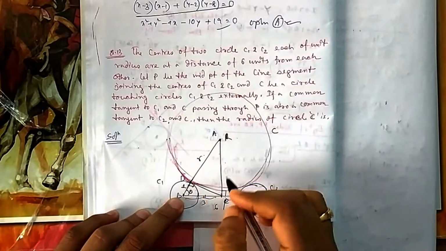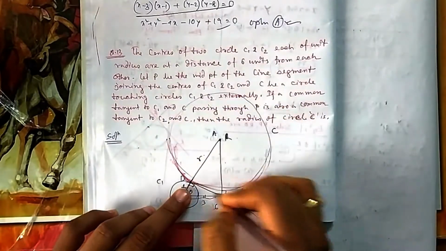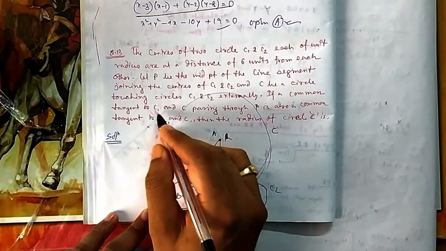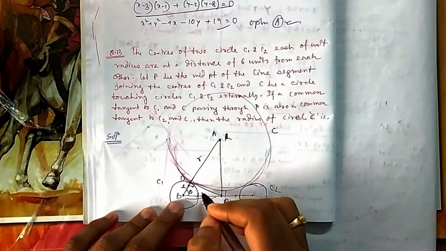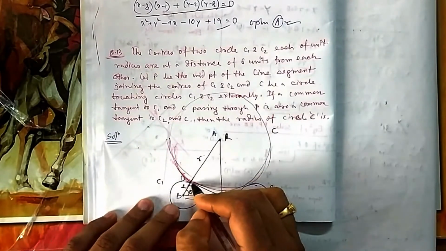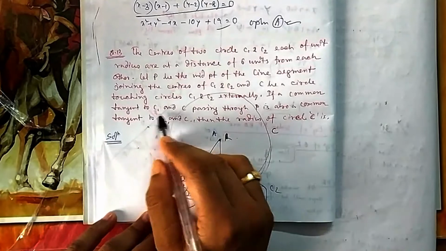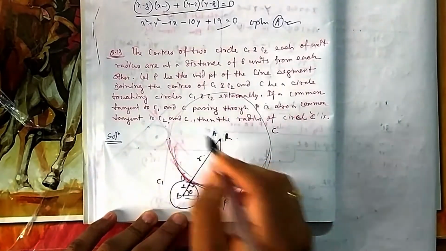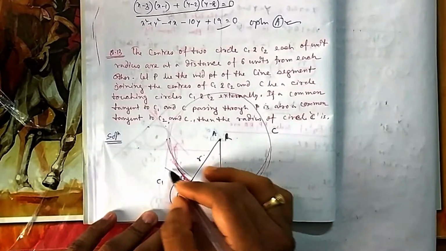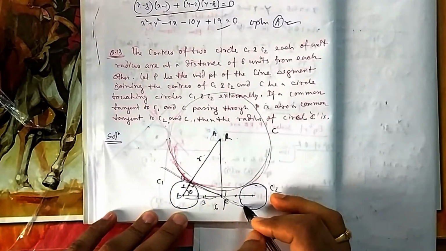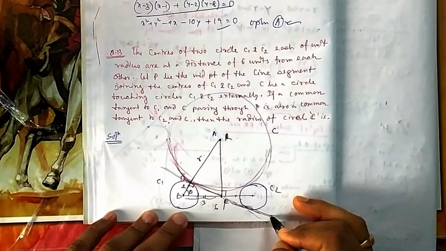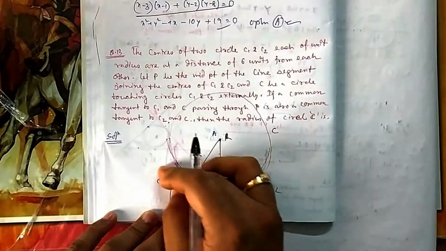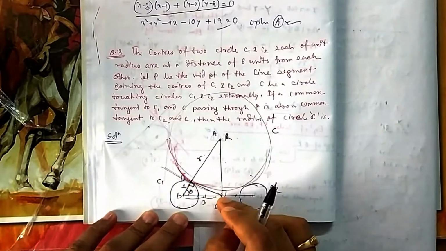C is another circle which is touching both C1 and C2 externally. If a common tangent to C1 and C is drawn from point P, that passes through point P, it is also a common tangent to C2 and C. So this tangent you have drawn is also touching here, obviously it will touch here. So it will become a common tangent to this and this also, for both of these it is the common tangent.